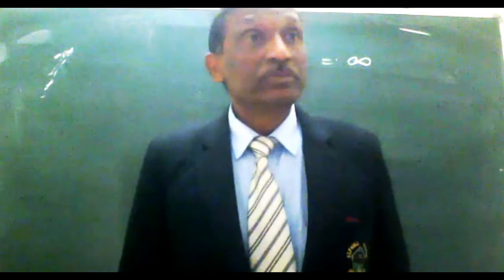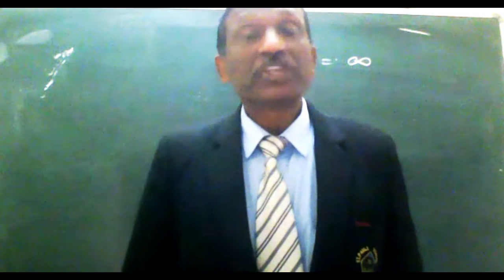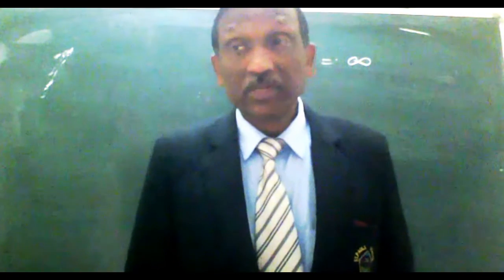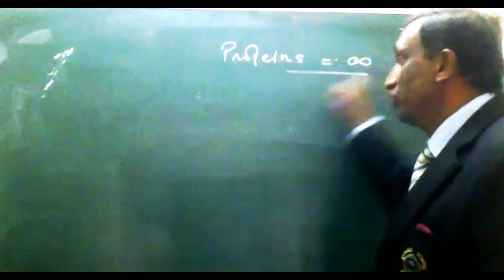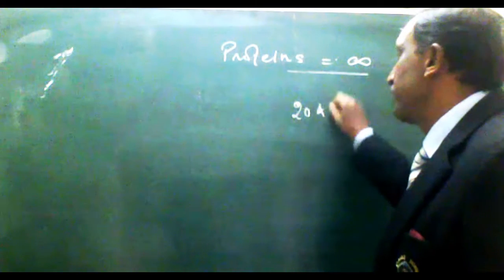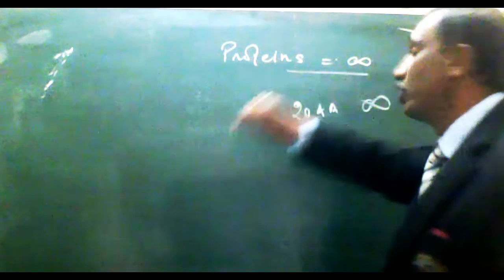Now you can guess how many types of species there are in the world, and every species has several different types of proteins which are not found in others. So these are not common to the others. So that is why we say proteins are infinite, because 20 different types of amino acids may combine in infinite orders.